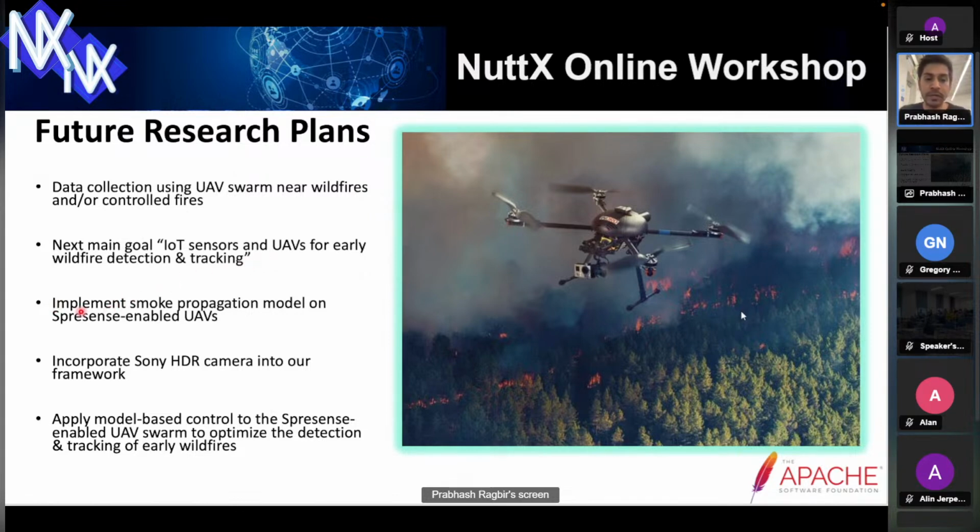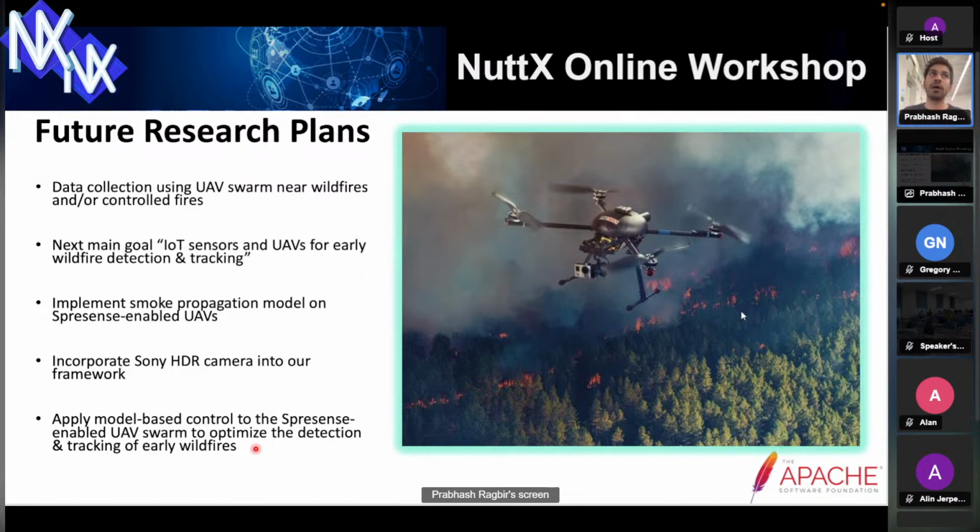We have to implement the smoke propagation model on the Spresense itself. This will be computed in real time on board the UAV. We will, like I said, be including the HDR camera into our detection framework, and we'll be applying model-based control for optimizing detection and tracking. So that is basically what we have worked on so far.